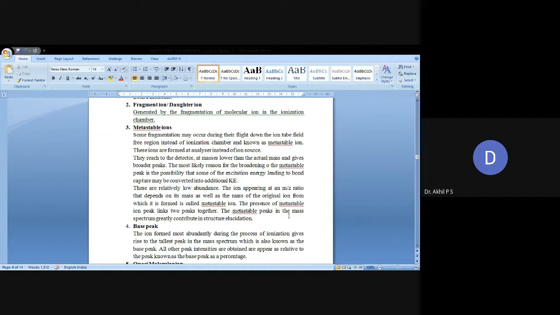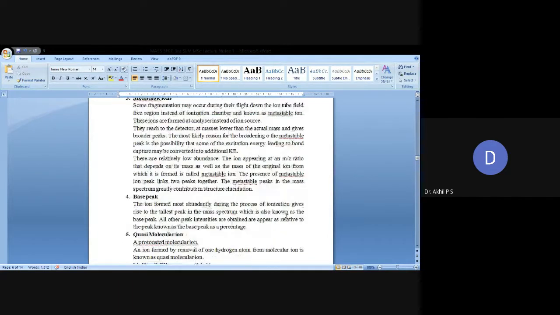These are relatively low abundance ions appearing at an m/z ratio that depends on its mass as well as the mass of the original ion from which it is formed, called a metastable ion. The presence of a metastable ion peak links two peaks together. The metastable peaks in the mass spectrum greatly contribute to structure elucidation.